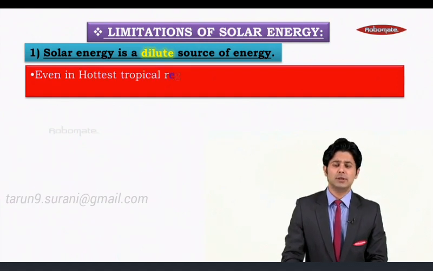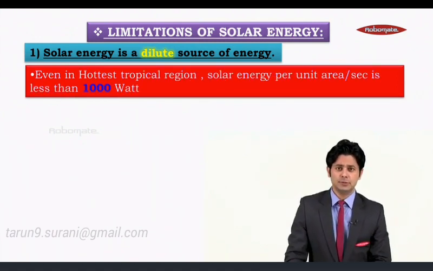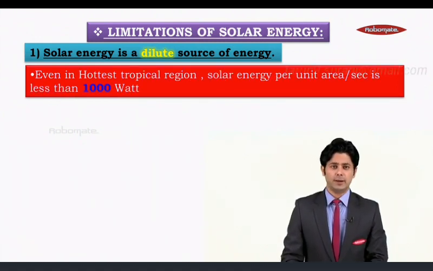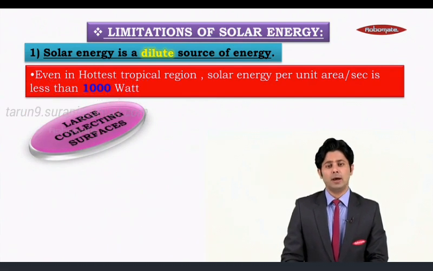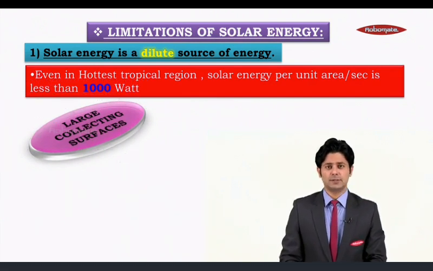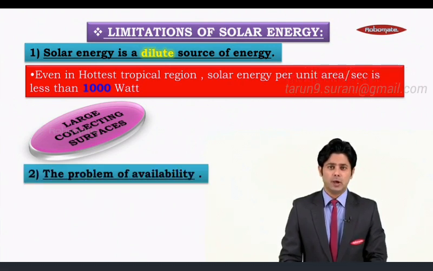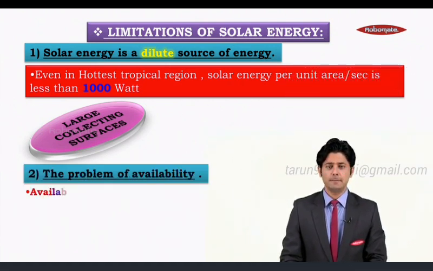Moving to the next part, even in the hottest tropical region, solar energy per unit area per second is less than 1000 watt. Moving to the next point, we require a large collecting surface to gather the solar energy. Now, the problem of availability.